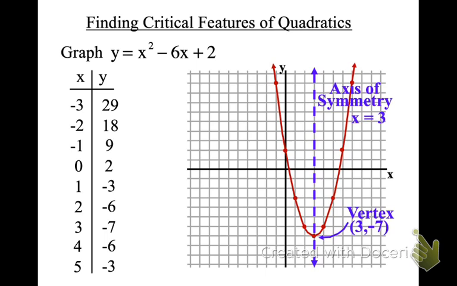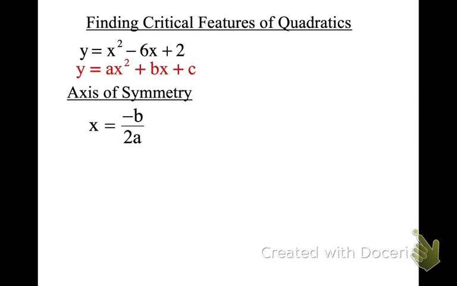Okay. So now we're ready to find our axis of symmetry and our vertex without graphing. The first thing we need to do is identify, there's a formula for the axis of symmetry, and I want you to write it every single time you do this. You start with the formula, x equals negative b over 2a. Now I have to identify what is my A, what is my B, and what is my C.